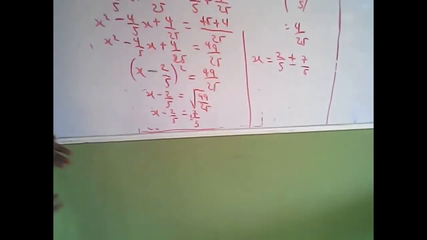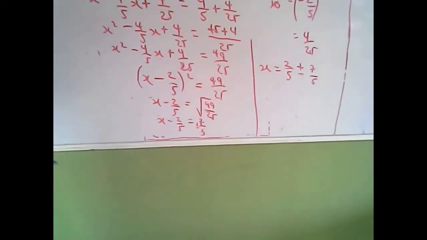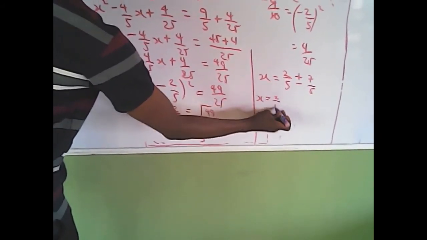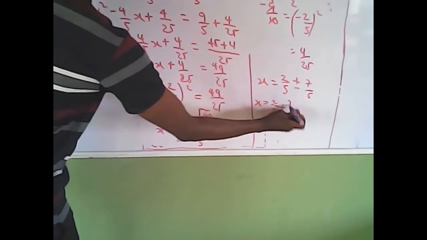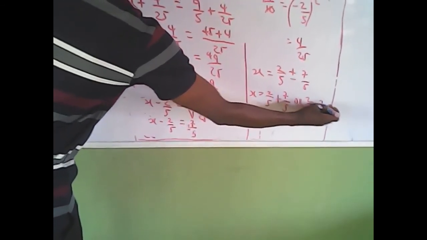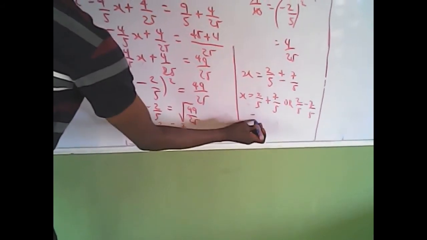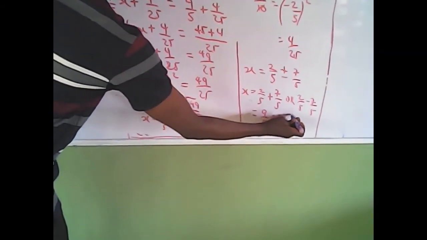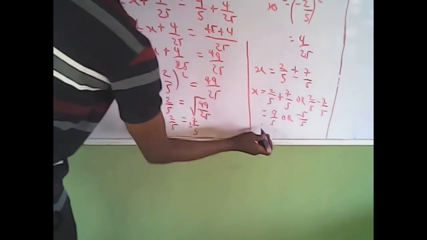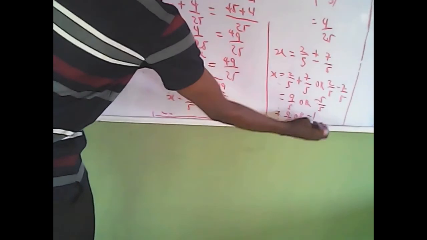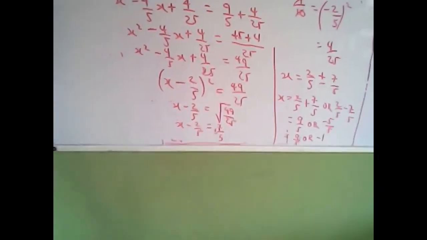Now a quadratic equation has two answers, so we say that x is equal to 2 over 5 plus 7 over 5 or 2 over 5 minus 7 over 5. That will be 9 over 5 or minus 5 over 5, which is either 9 over 5 or minus 1. This is how the answer comes out.